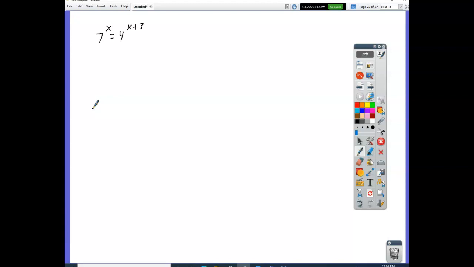You move the 7 to the other side. So that gives me x equals log base 7 of 4 to the x plus 3. Now what? Can you have log 4 to the x plus 3 over log 7? Before I do that, though, I'm just going to go ahead and move the x plus 3 out of there, all right? Can I do that? Yes. All right, let's do it.